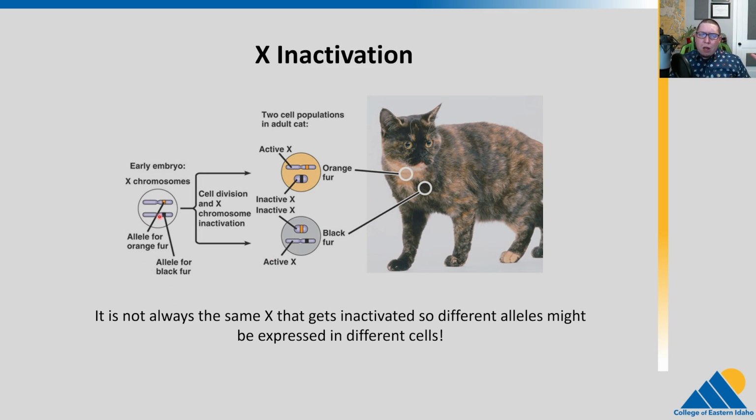During cell division, X inactivation occurs. In these cells, the black-furred X chromosome got inactivated. It gets wound up into heterochromatin and is not expressed. The orange fur allele gets expressed. But in these cells over here, the opposite happened because this is random. So the orange one got inactivated and the black one is being expressed. So it's not always the same X chromosome that gets inactivated, so different alleles might be expressed in different cells, which can lead to different phenotypes. Kind of interesting. This also happens in humans as well.